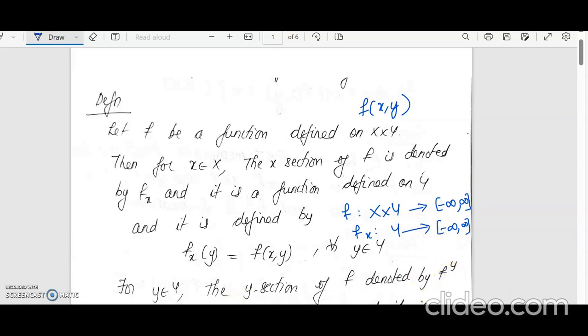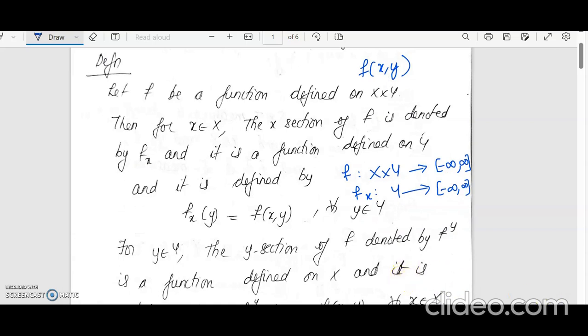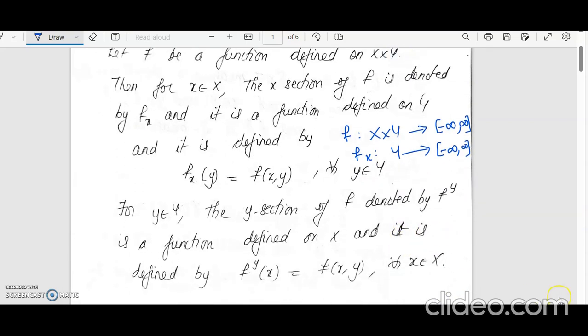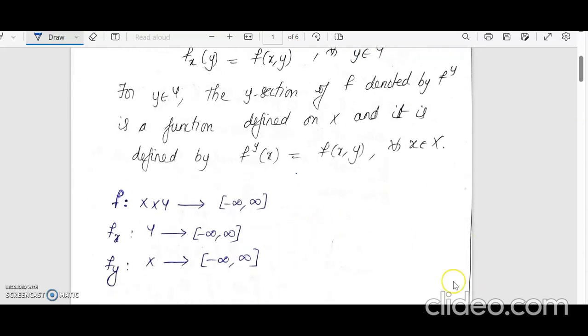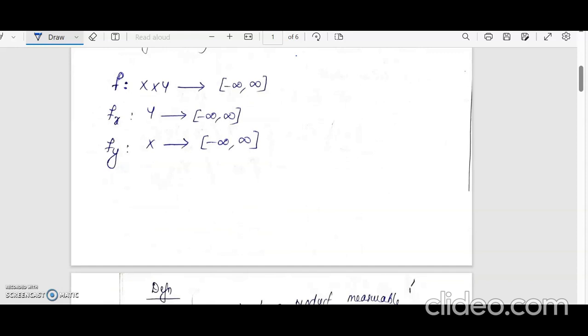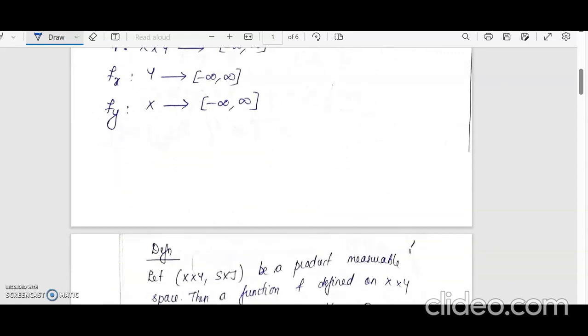Now by y section we mean, so fy is defined as, now we will be fixing y, and fy at x will be f of xy for all x belongs to x. So that will be a function again from, so the domain will be x, and so fy will be a function from x to the interval minus infinity to infinity. So that is what we mean by the x section and y section of a function.